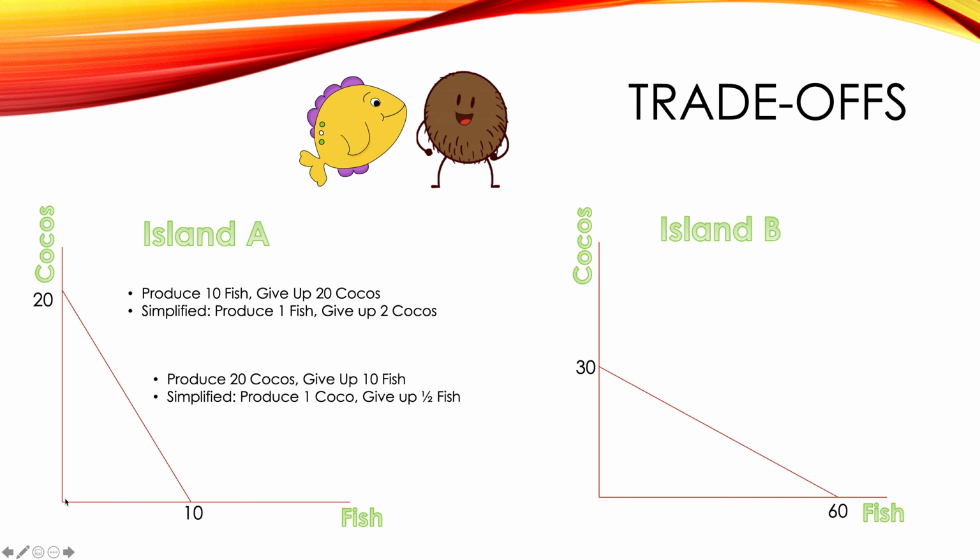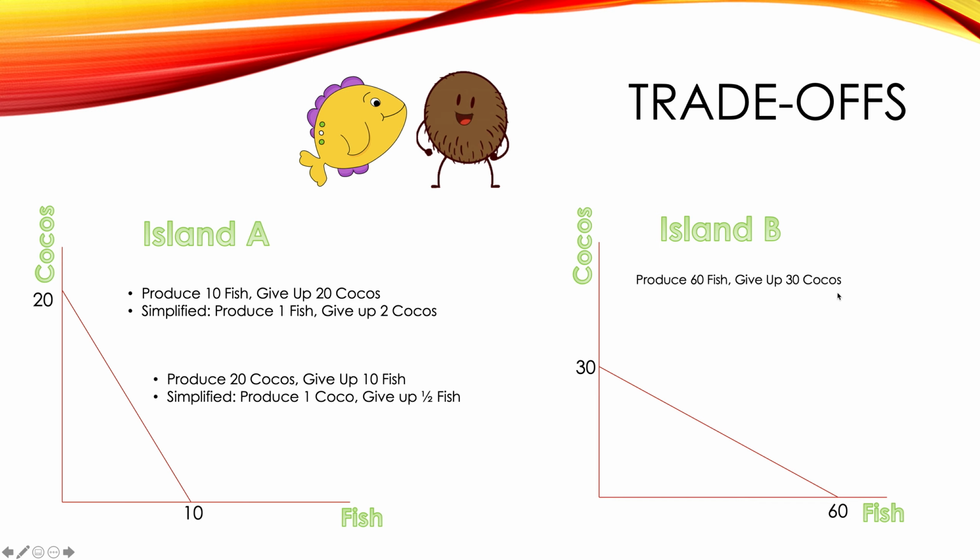So essentially, if the Y value is 1, then the corresponding X value is going to be 9.5. If this value is 2, this is going to be 9, right? It's just the slope of the line basically here. All right, that's Island A.